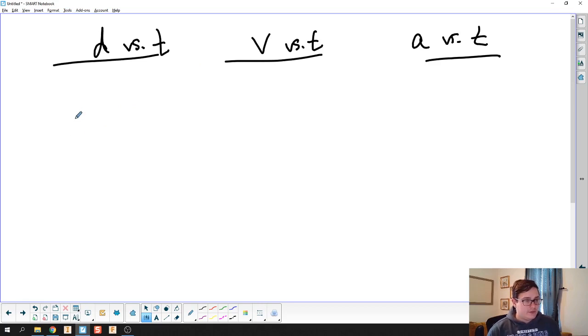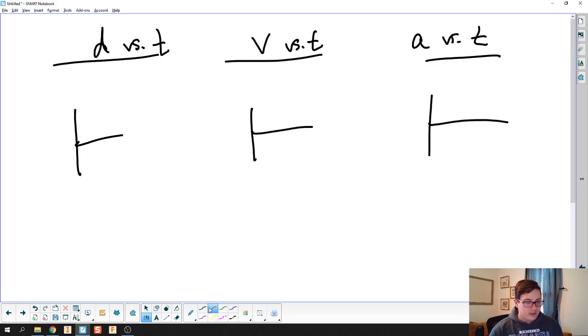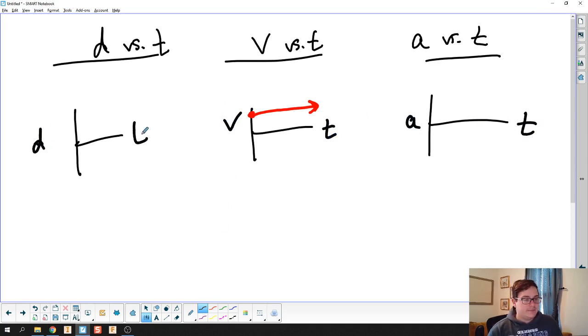So I'm going to draw three basic graphs, and then we're going to color code what's happening with three different scenarios. In this first scenario, let's look at an object that has some positive velocity, and then it continues on with a constant positive velocity. I guess I should go ahead and also label my graphs as well: velocity and time, this is acceleration and time, and this is displacement and time.